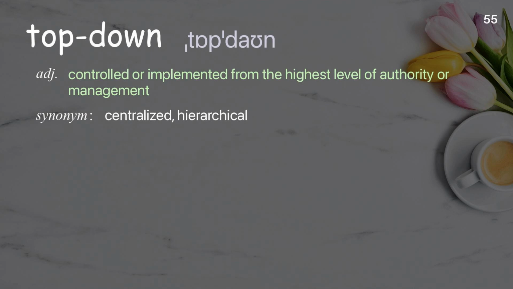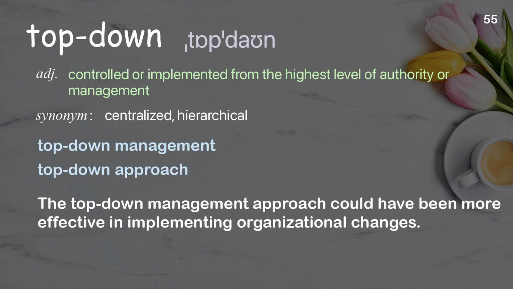Top-down: Controlled or implemented from the highest level of authority or management. Examples: Top-down management. Top-down approach. The top-down management approach could have been more effective in implementing organizational changes.